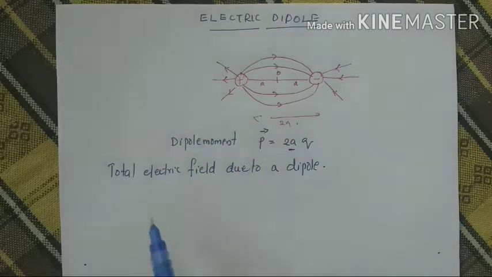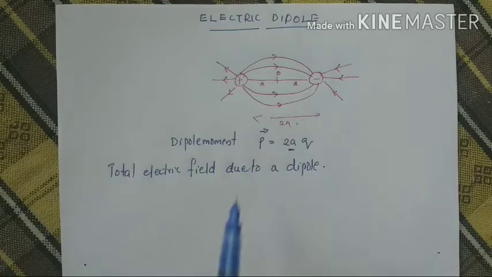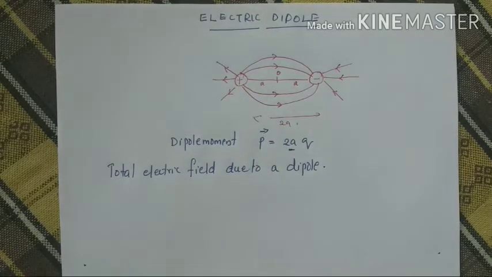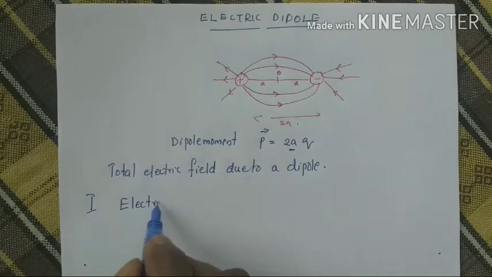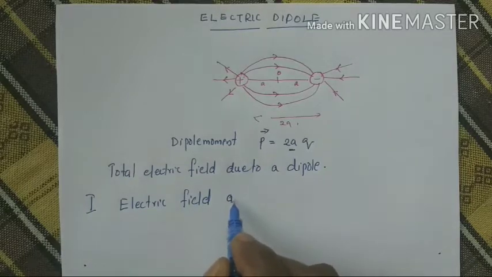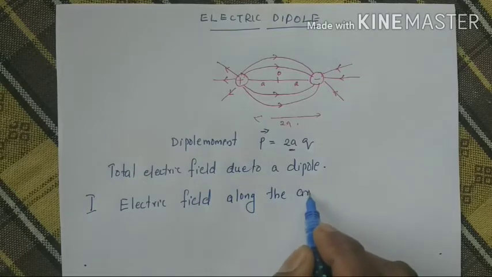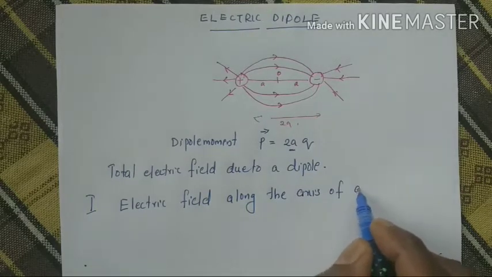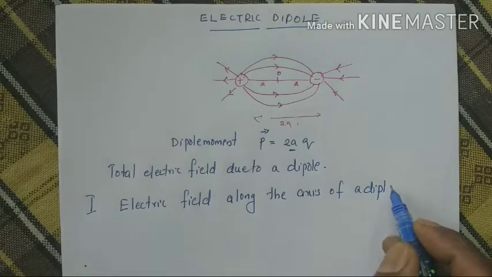First of all, we will find the electric field due to these two charges separated by a small distance 2a separately. That is the total electric field along the axis of a dipole. That is the first case, along the axis of the dipole. Later, the electric field due to a dipole perpendicular to its axis we will study.